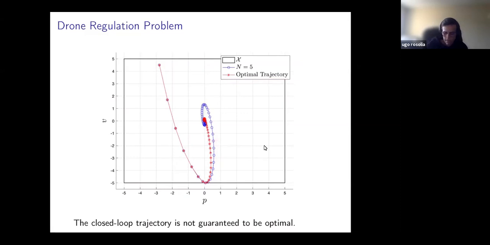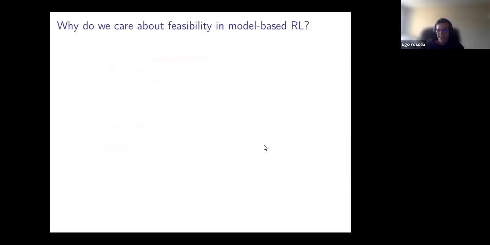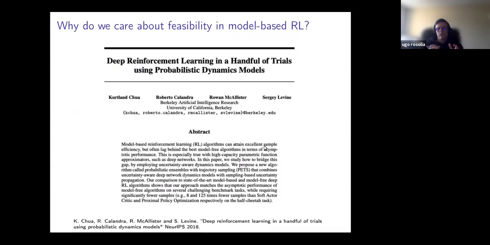Okay, so in this first part of the class, we have seen that the MPC might take short-sighted control actions that would lead to feasibility, stability, and optimality issues. So the first question that I would like to answer is, why do we care about these issues if we want to design, for instance, model-based reinforcement learning strategies? And so I wanted to briefly give you an overview of a state-of-the-art algorithm in model-based reinforcement learning.